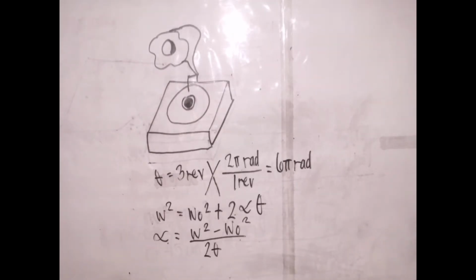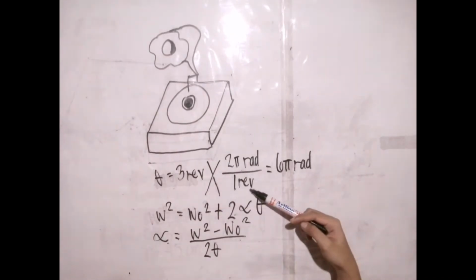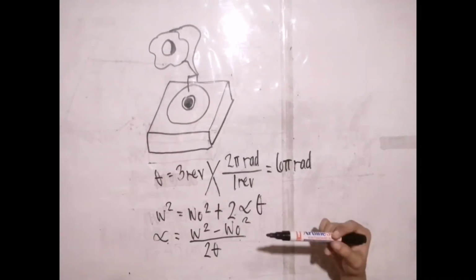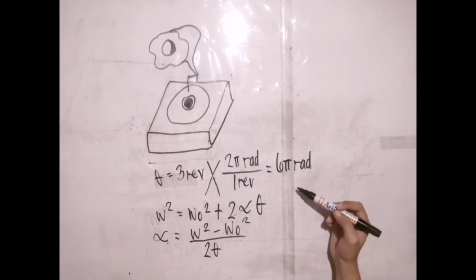And for us to calculate the angular acceleration, we are going to use the fifth equation for rotational motion under constant acceleration. And before that, kailangan muna nating i-convert yung ating 3 revolution into radian, yung ating angular position into radian. So, meron tayong 3 revolution and we know that 1 revolution is equivalent to 2 pi radian, and it will give us an angular position or angular displacement which is equal to 6 pi radian.